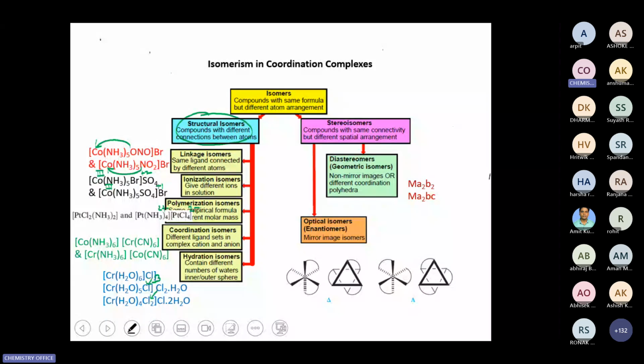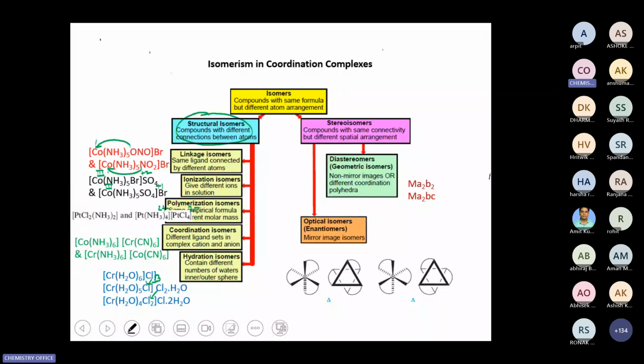Now you come to the stereoisomer. These are compounds with the same connectivity but different spatial arrangement. Different spatial arrangement means in three dimensions their orientation will be different. They are of two types: one is diastereoisomerism and another is enantiomerism. Diastereoisomers are those which give rise to cis-trans isomers, which are also known as geometric isomers. The cis-trans isomerism is the same as in organic chemistry, but in a coordination complex it will be a little bit different.